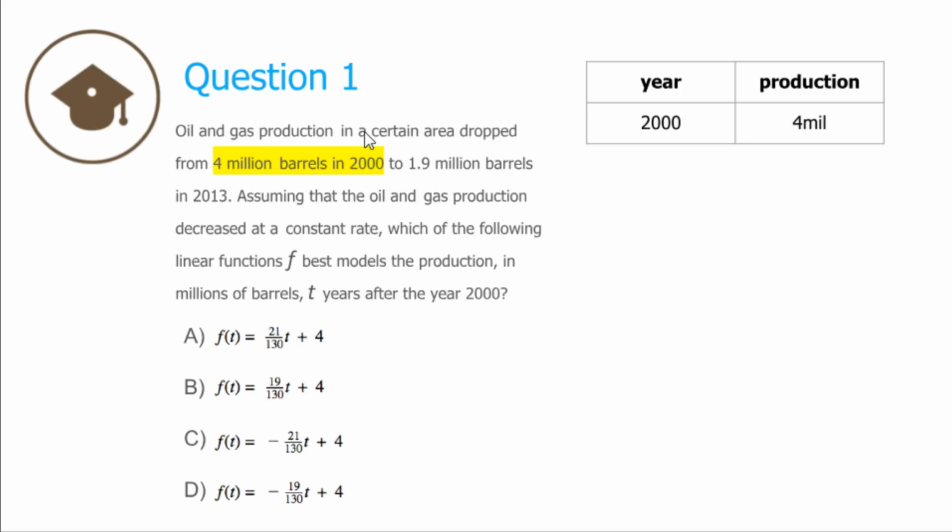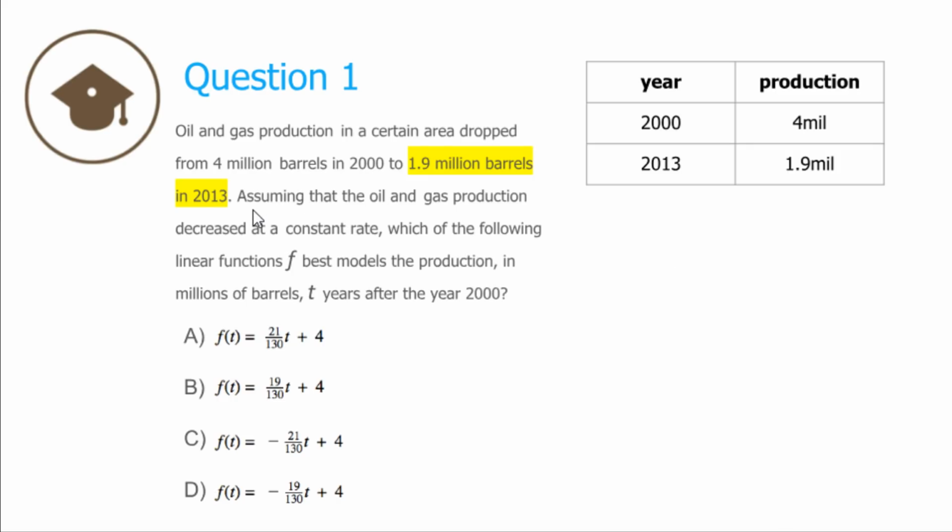And then we'll go ahead and take a note of each piece of information. So here we know that in 2000 we have 4 million barrels. And in 2013 we have 1.9 million barrels. Cool. We don't really know how this information is going to be used, but we've at least got it organized in a way that we can see it pretty easily.